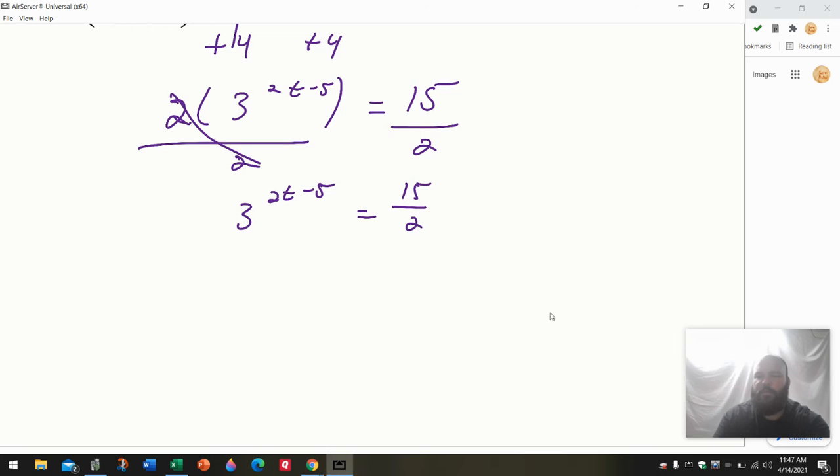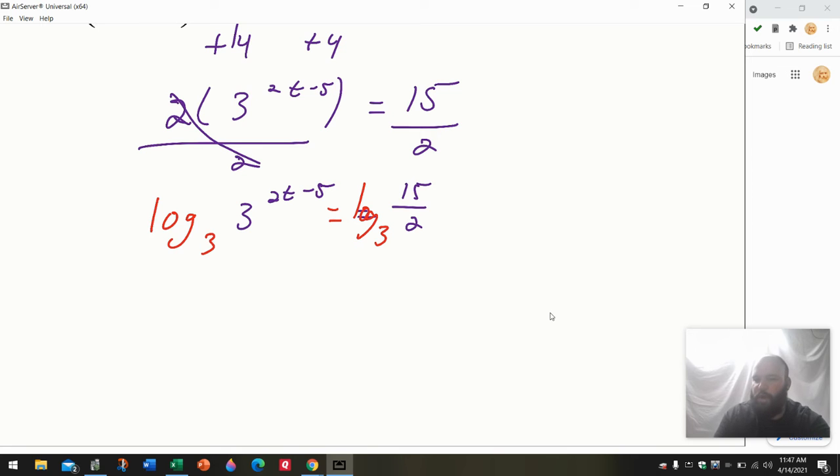I'm actually going to use the second way that I showed you in the last problem. I'm going to log both sides. And when you log both sides, you always want the base of the log to match the base of the exponent. So in this case, the base of the exponent is 3. So I am going to take log base 3 of that side, and I'm going to take log base 3 of that side as well.